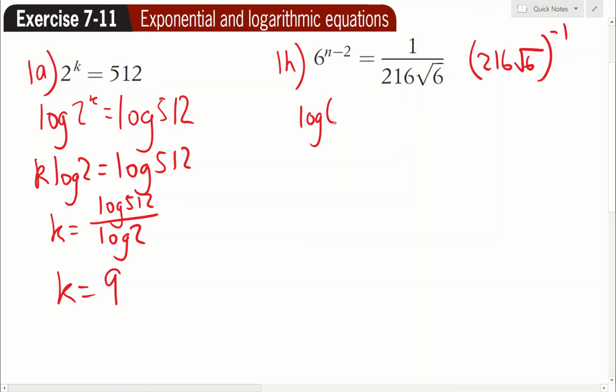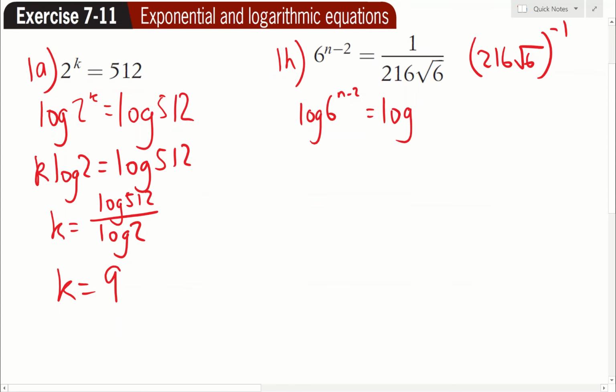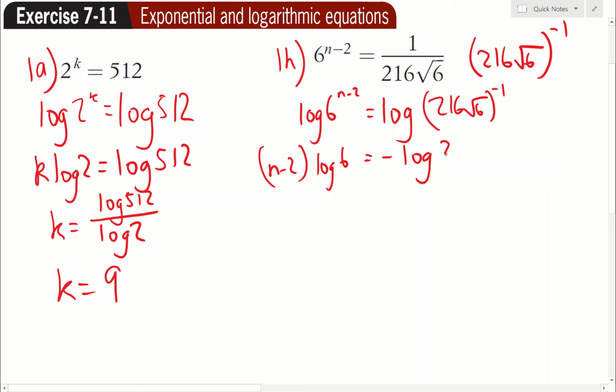So I'm going to take log of both sides again. And what I'll do here is instead of writing 1 over 216 root 6, I'm going to write this here on the right: 216 root 6 to the power of negative 1. Because now when I drop my powers on both sides, I'm going to drop the powers to the front. I'm going to have n minus 2 log 6 on this side. I'm going to have negative 1, or just negative log 216 root 6. Anytime you see a fraction with 1 on top, no powers down the bottom, rewrite it with the power of negative 1.